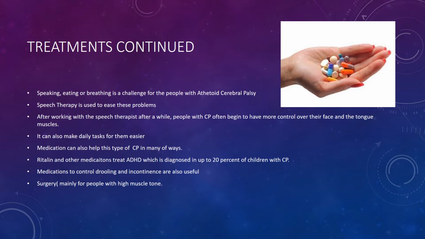Medication can also help this type of cerebral palsy in many ways. They are used to treat secondary conditions that result from the developmental brain damage. An example of this would be anticonvulsants, which are used to reduce seizures, and over-the-counter acid reflux medications that are prescribed for children with weak gastroesophageal muscles. Ritalin and other medications treat ADHD, which is diagnosed in up to 20% of children with CP. Medications to control drooling and incontinence are also used for those with cerebral palsy.